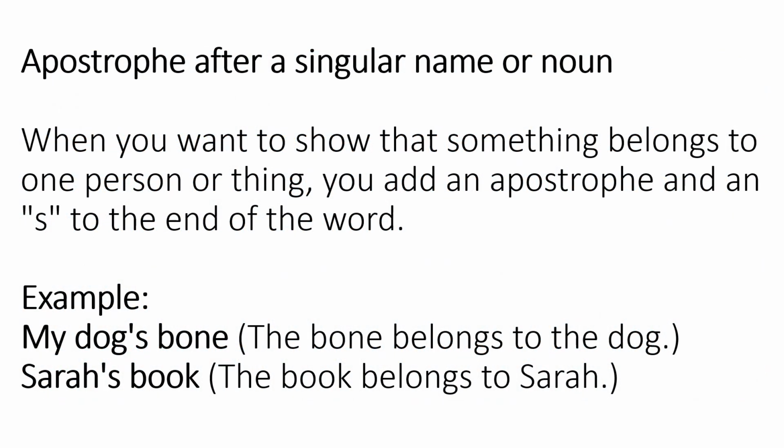Apostrophe after a singular name or noun. When you want to show that something belongs to one person or thing, you add an apostrophe and an S to the end of the word. Example, my dog's bone. The bone belongs to the dog. Sarah's book. The book belongs to Sarah.